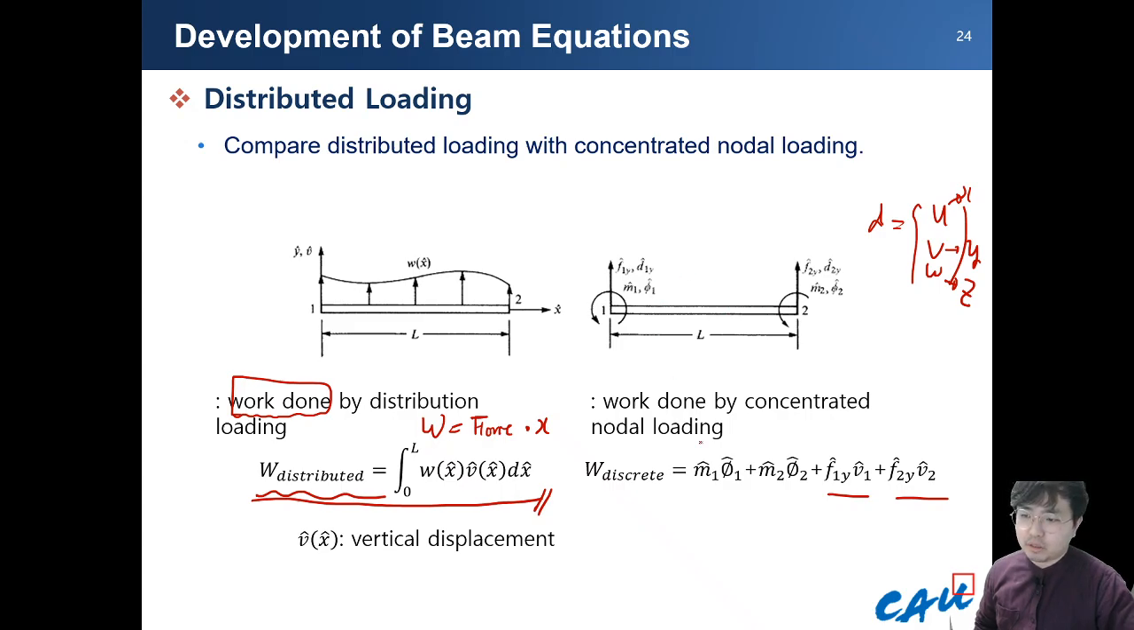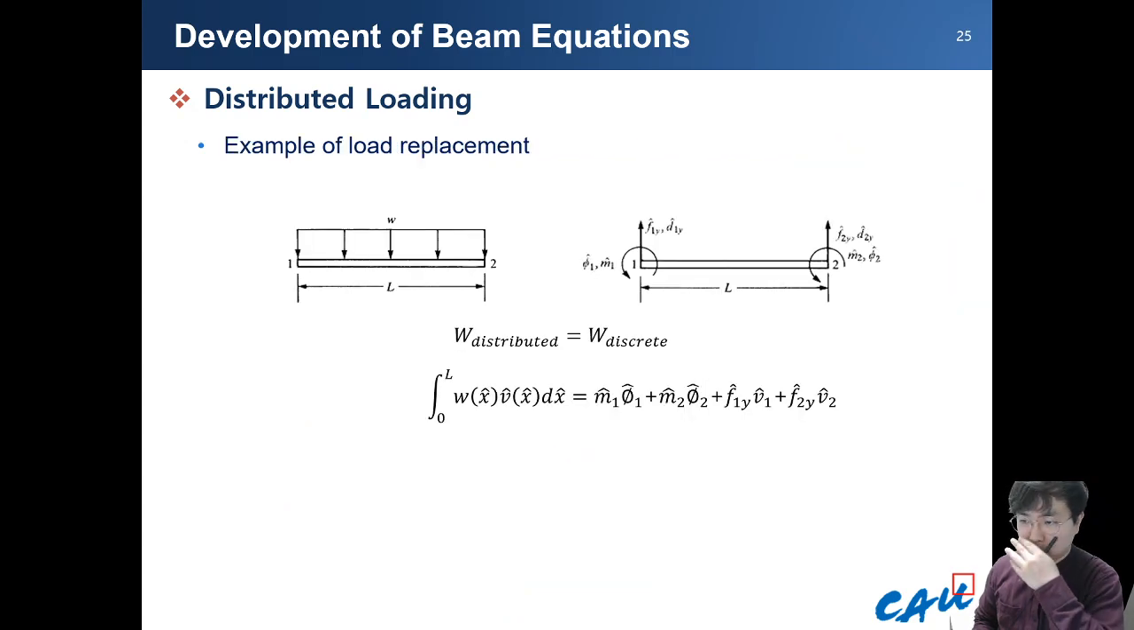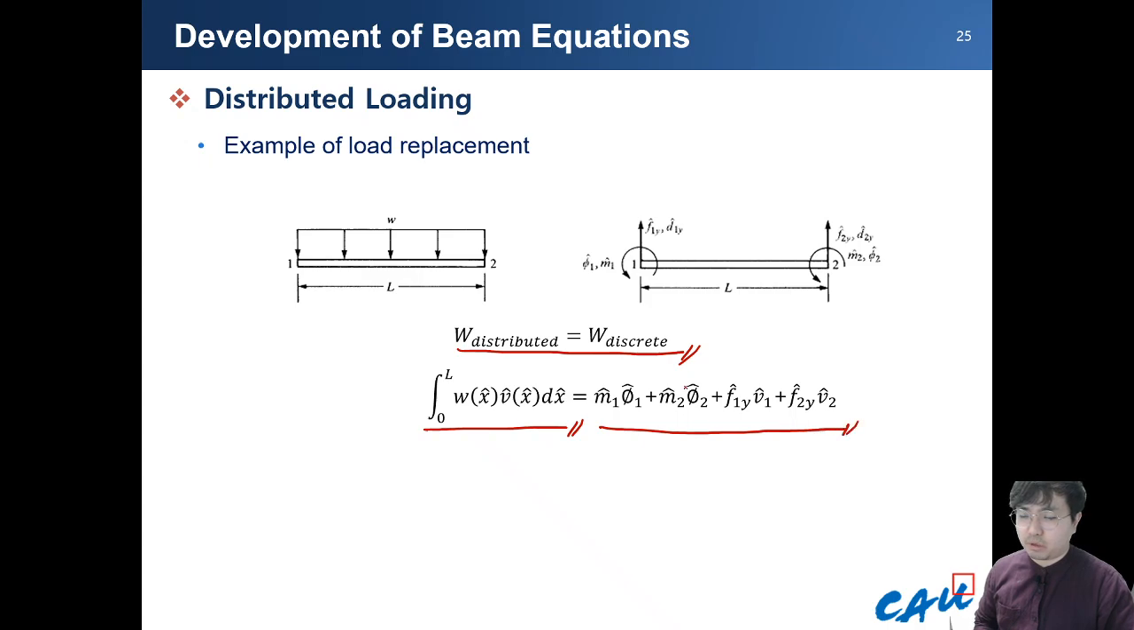Momentum work can be expressed as the momentum multiplied by the rotational angle. This is also the same. Finally these two energies must be equal to each other. This is an easy, simple way. On the left hand side is the work done by the distributed forces, and on the right hand side is the work done by the specific nodal forces or nodal momentum.